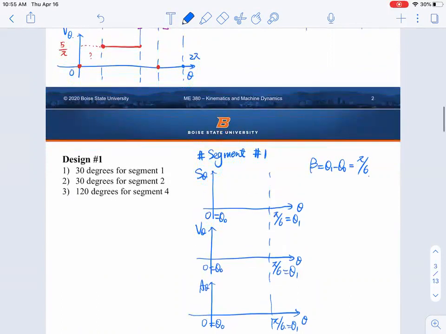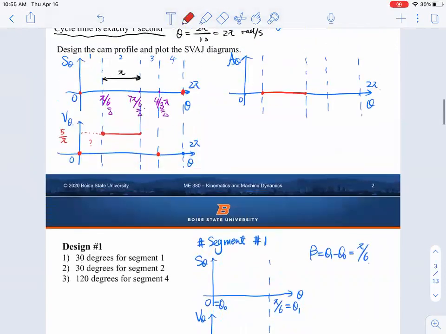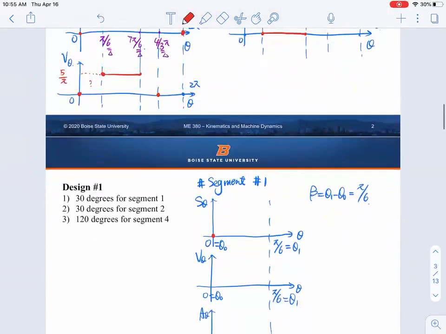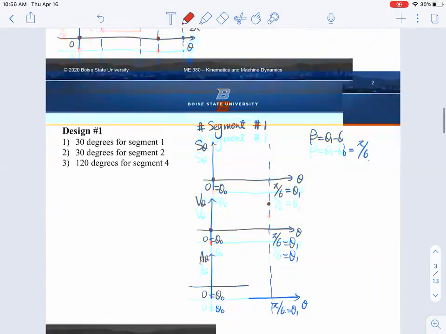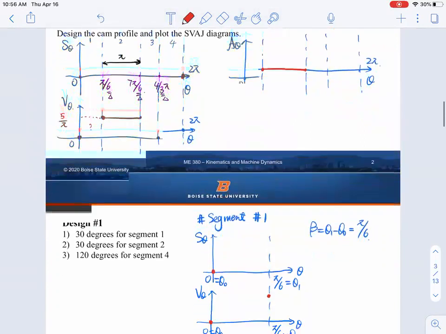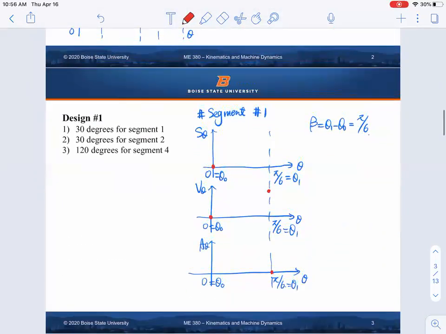Okay, so we use a different color to label all the boundary conditions we know. For displacement, we know the starting point, but we don't know the ending point. For velocity, we know the starting point, and we also know the ending point. For acceleration, we know it has to end at 0, but we don't know the starting point. So here, it should be somewhere in here. We put a question mark.